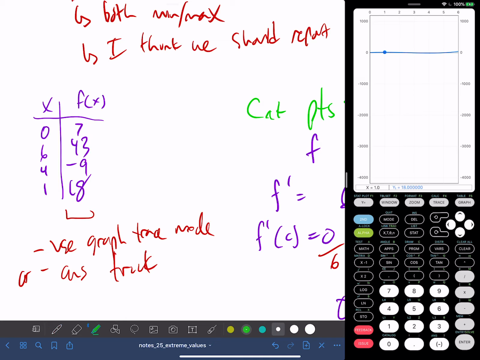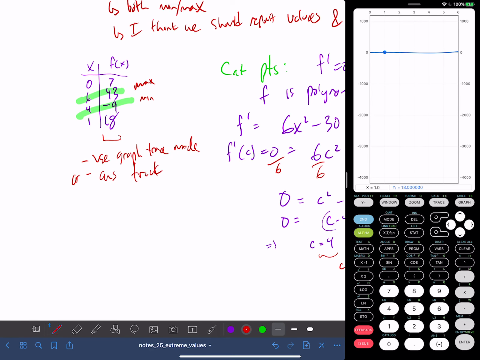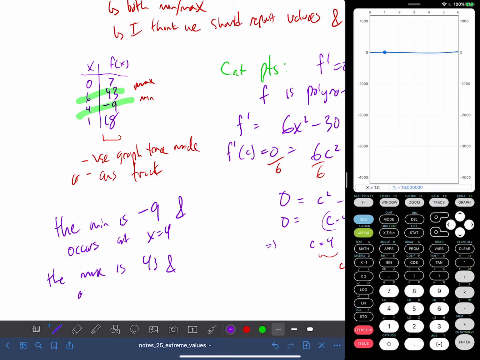I think biggest and smallest are fraught. I've got one right there, and I've got one right there. Let's try that second one again. And let's label those according to what they are. Max and min. Let's go ahead and report. The min is -9 and occurs at x equals 4. The max is 43 and occurs at x equals 4.